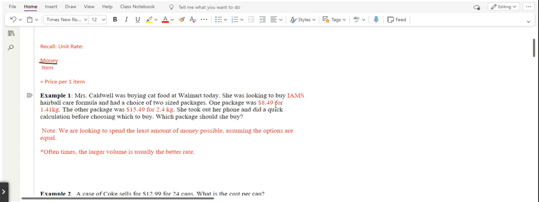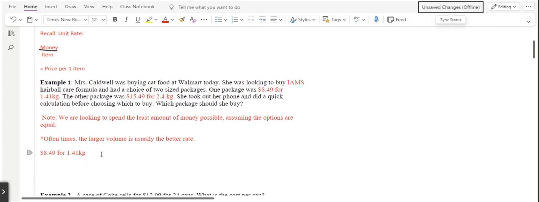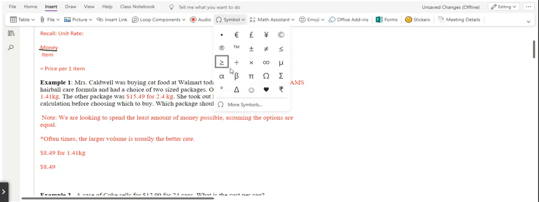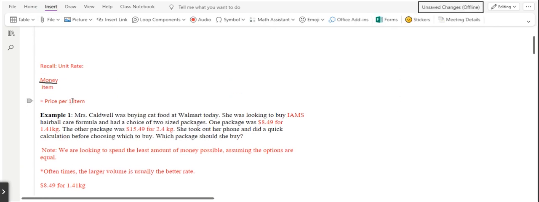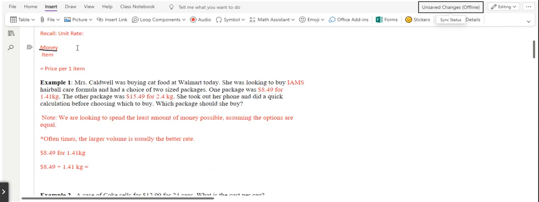Okay, and so for our option 1, we have this $8.49 for 1.41. And so we want to take our money, which is going to be 8.49, and we want to invoke the old division sign. So remember, symbol division, 1.41 kilograms. And remember, the reason why we do this is because for unit rate, we take money divided by the item, and that gives us the price per one item. So in this case, we're talking the price per 1 kilogram.